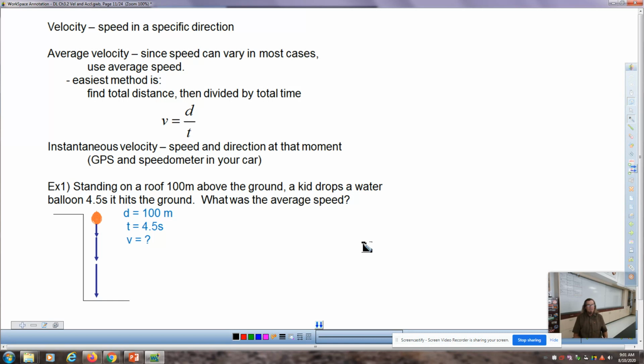Example 1: Standing on a roof 100 meters above the ground, a kid drops a water balloon, and 4.5 seconds later it hits the ground. What was its average speed? Obviously, the balloon wasn't traveling at a constant speed. It was speeding up. It was accelerating because of gravity.